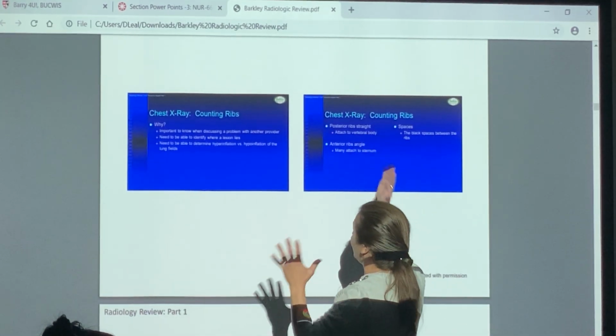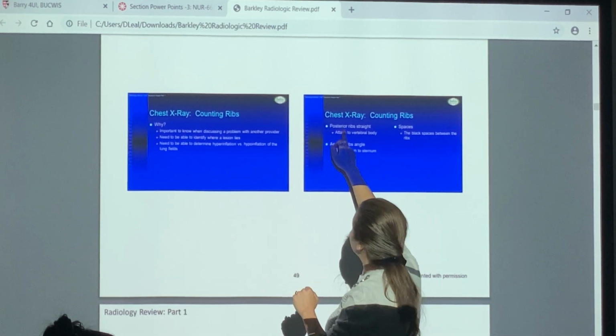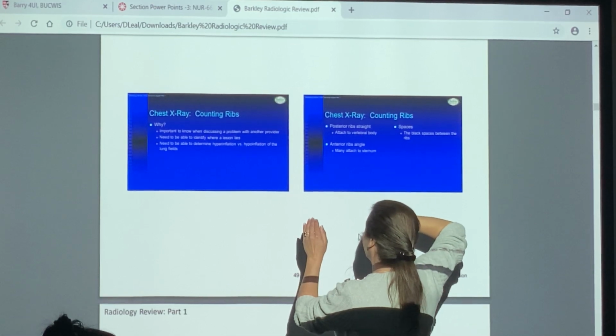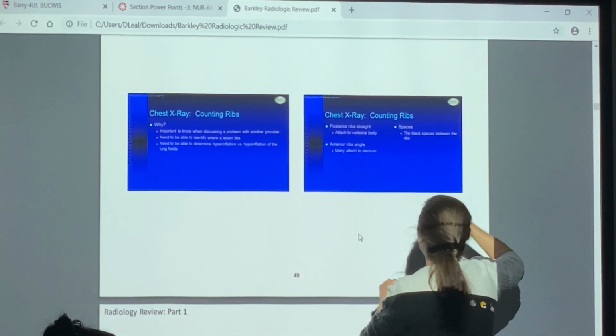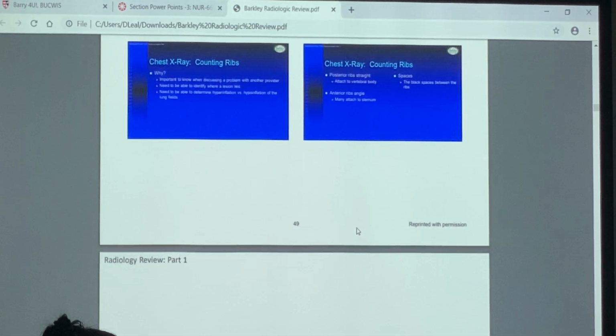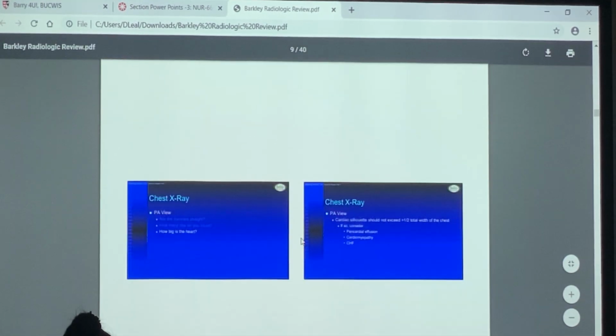So again, remember the view of the chest x-ray that I showed you? Basically the posterior ribs are more attached to the vertebrae, right? And the anterior to the sternum, and also count the spaces that you know are seen in black. So this is what I went through already.